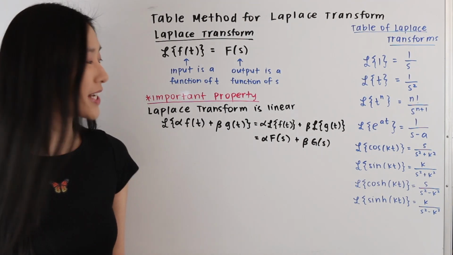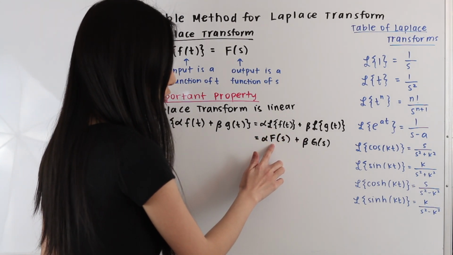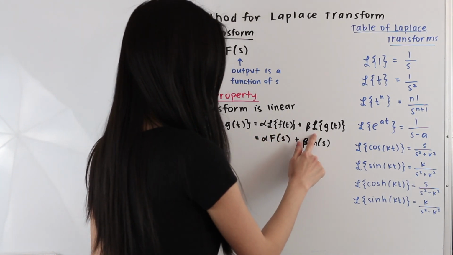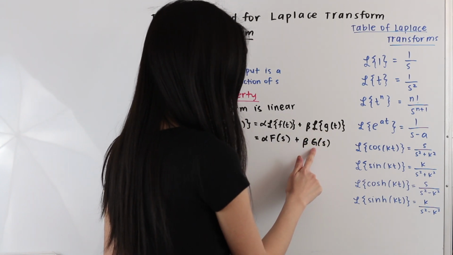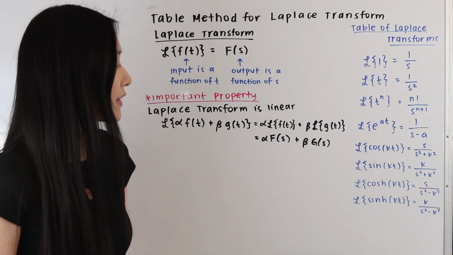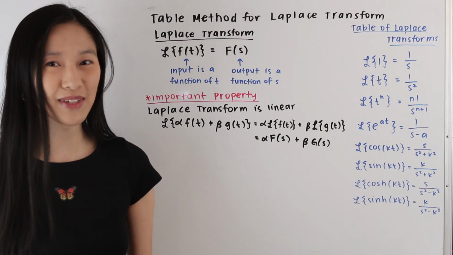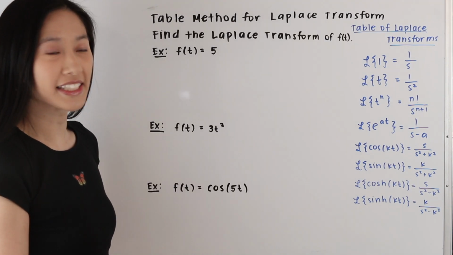And just a note regarding notation, we can write the Laplace transform of f of t as a capital F of s and the Laplace transform of g of t as a capital G of s. And we just do this to save time so that we don't have to write the curly L with the fancy brackets. And so let's go ahead and take a look at some examples.